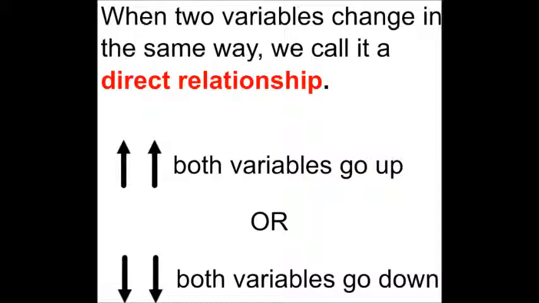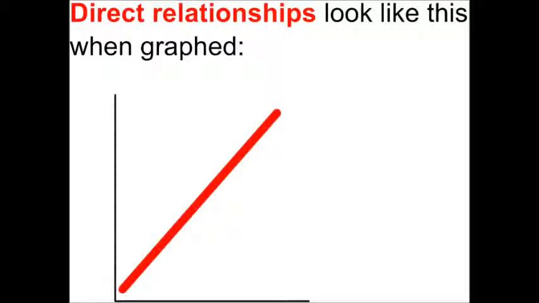When two variables change in the same way like this, we call it a direct relationship. That's when both variables go up or both variables go down. Direct relationships look like this when they're graphed.